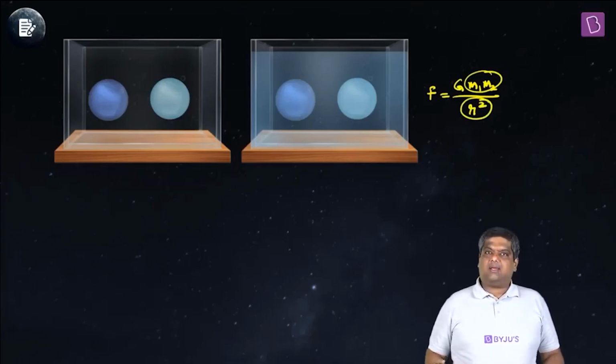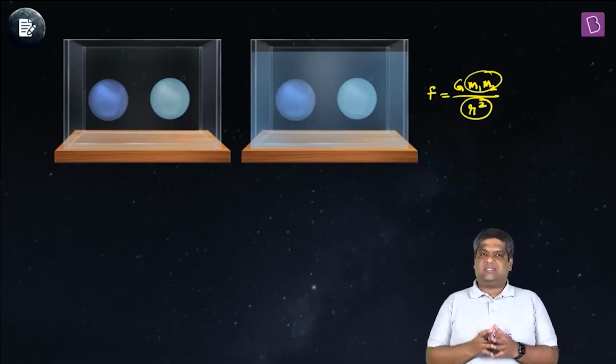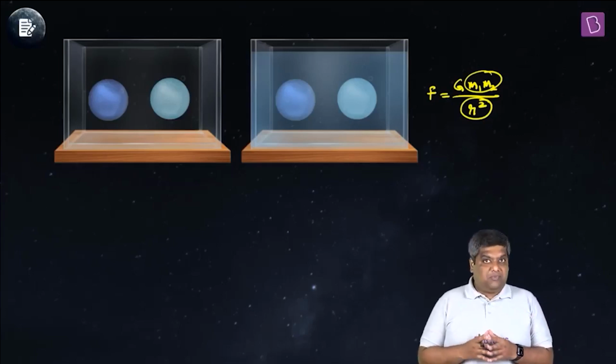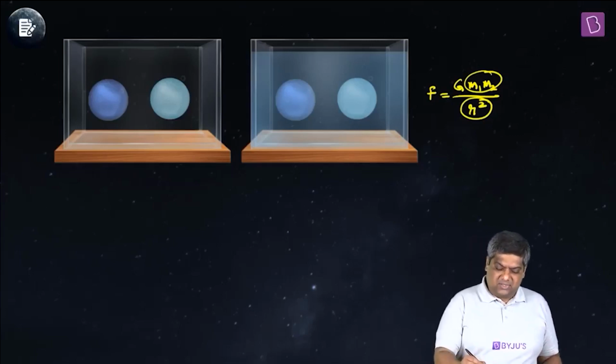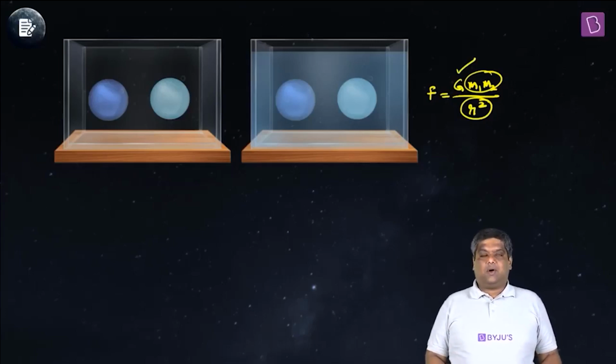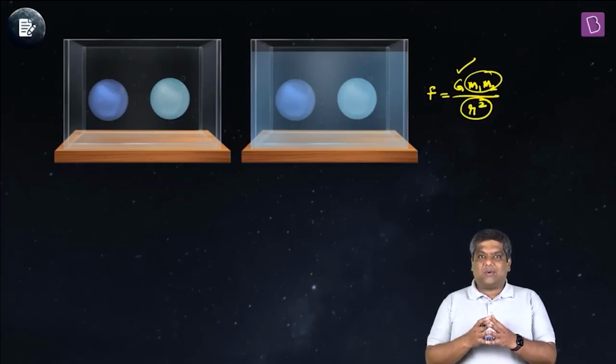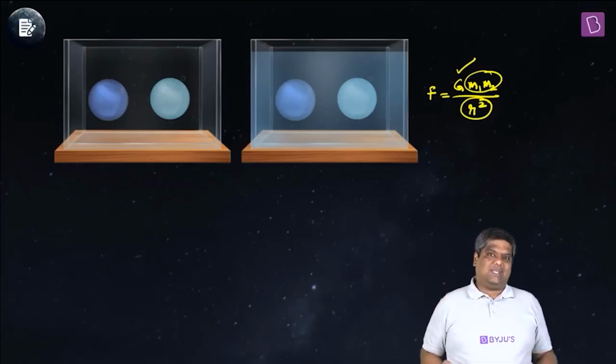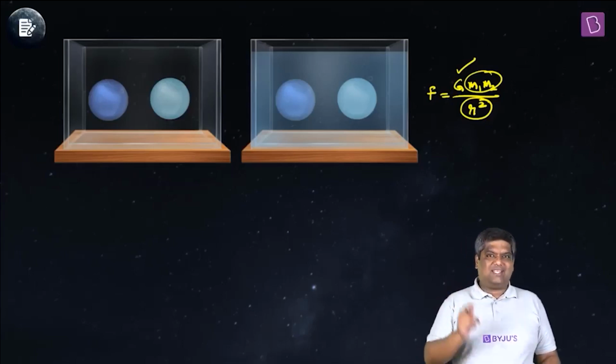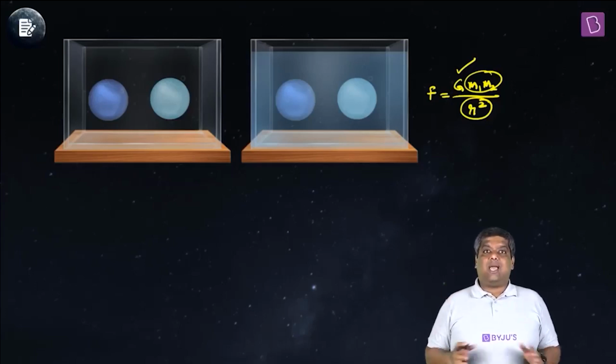R square is also the same because the distance is maintained the same. So if at all the force changes, it has to change because of the constant of proportionality. But repeat along with me, what is G called as? It is called as universal gravitational constant. Repeat once again, universal gravitational constant, which means the value of G is universal.